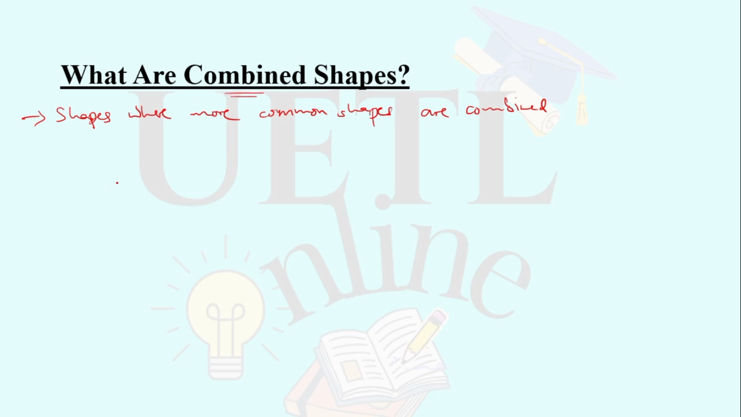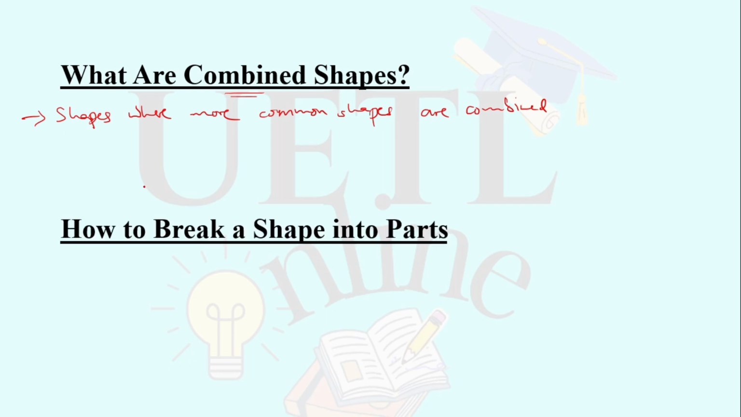So how do we break them down to find their perimeter and their area? The most important breakdown is the breakdown to find the area. Remember that to find the area, you are just going to break down this shape with straight lines.